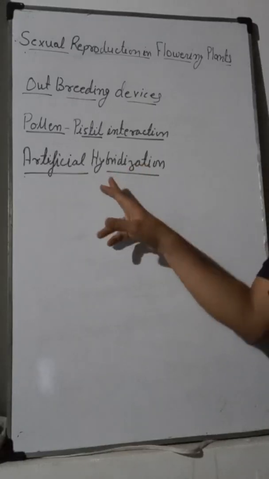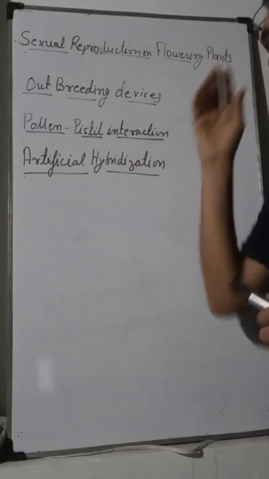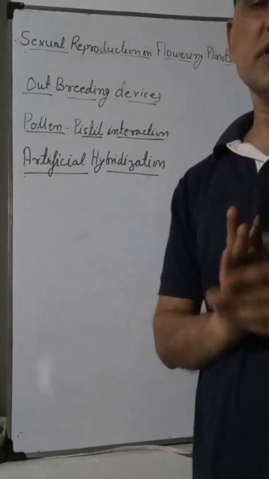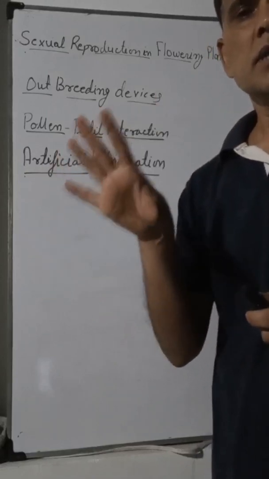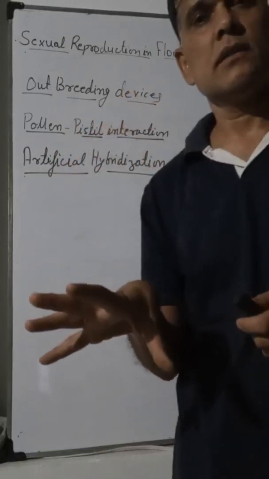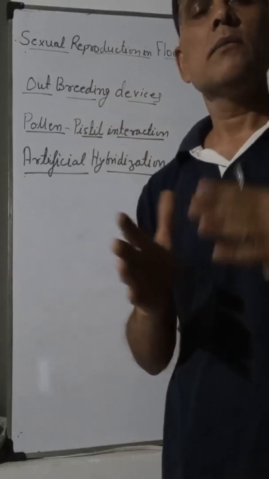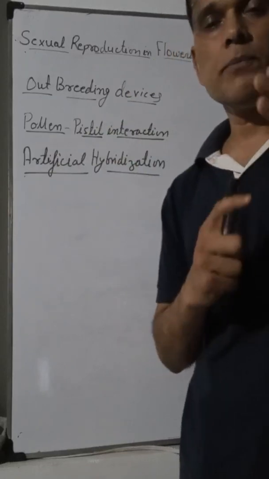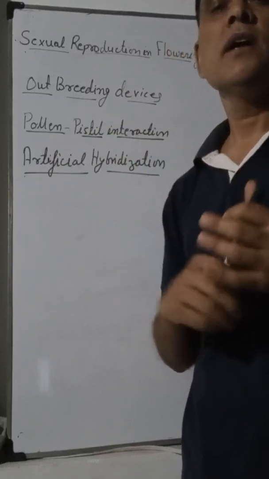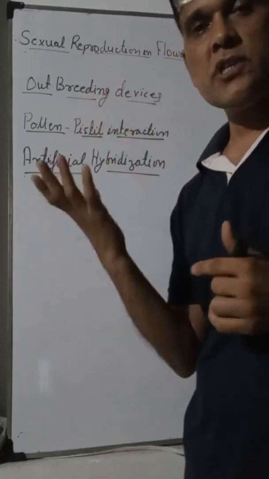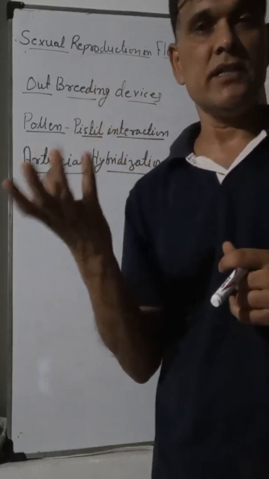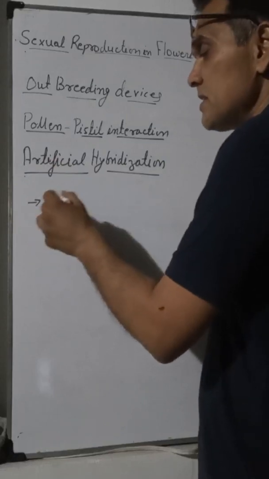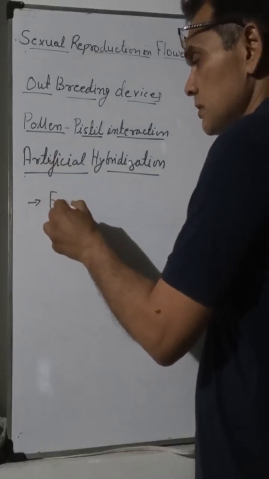Then artificial hybridization. Normally, self-pollination and cross-pollination are natural. Sometimes plant breeders transfer the pollen grain from one plant to another plant for the formation of different hybrid plants. That process is known as artificial hybridization. During artificial hybridization, the following events are there. One is emasculation.